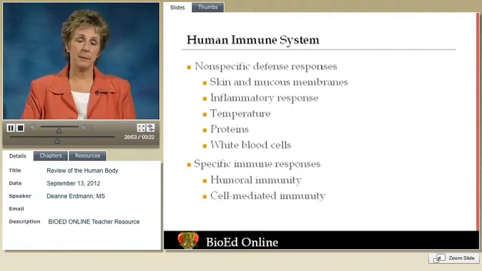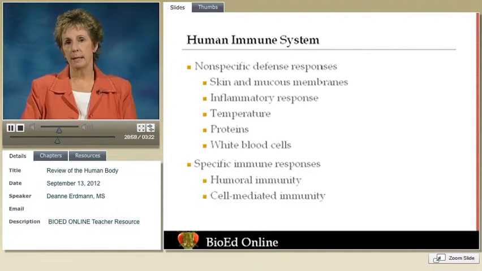Another non-specific defense is to raise temperature. Many of these pathogens do not operate in a temperature range very much above or below that of the human body. So as we raise the temperature, which makes us feel awfully uncomfortable, that also slows down the growth of these organisms and allows our own immune defense systems to get a handle on them a little quicker.